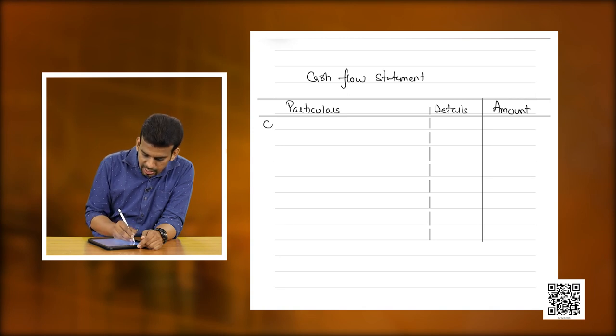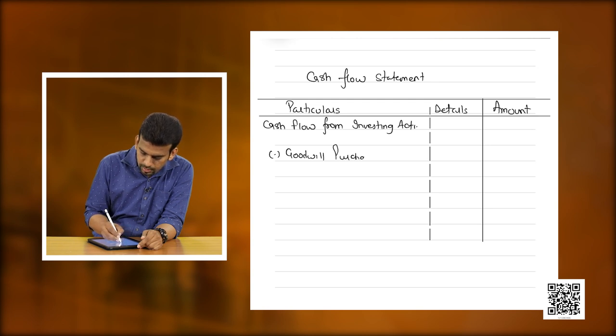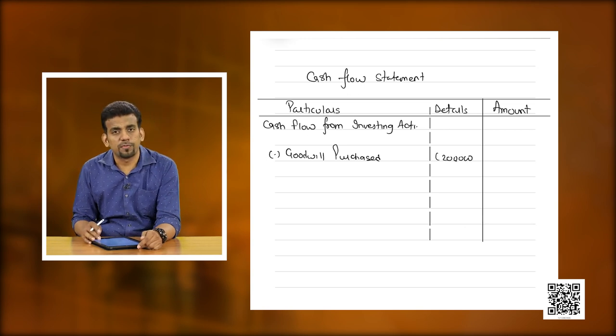Cash flow statement. And the thing which we are starting is cash flow from investing activities. And first thing is goodwill purchased, that is reduction, outflow of cash rupees 2 lakh. Then we have patents, which has reduced from 1 lakh to 80,000. That means amortization, and this is not to be dealt in investing activities.